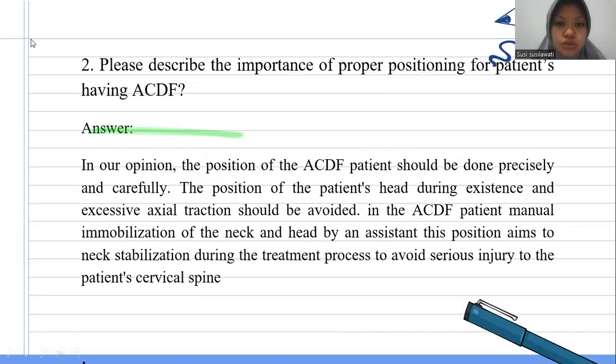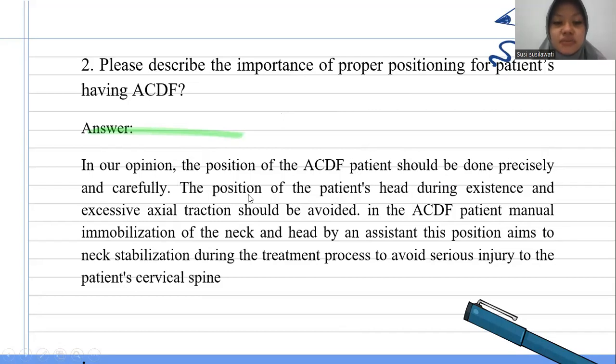And then number 2, the question is, please describe the importance of proper positioning for patient having ACDF. An answer. In our opinion, the position of the ACDF patient should be done precisely and carefully.